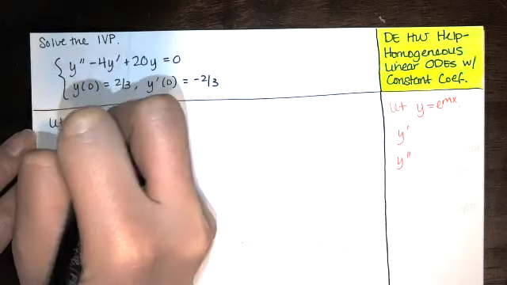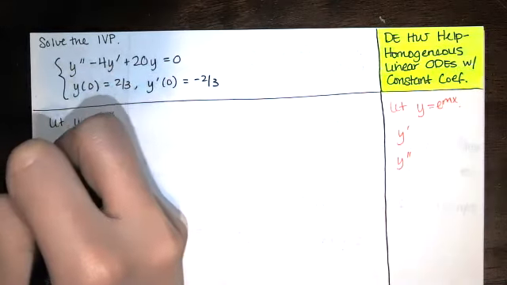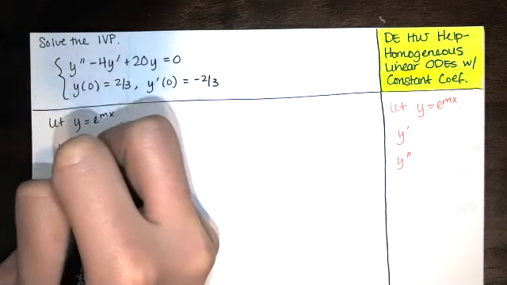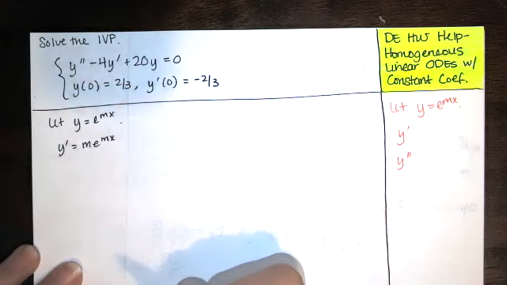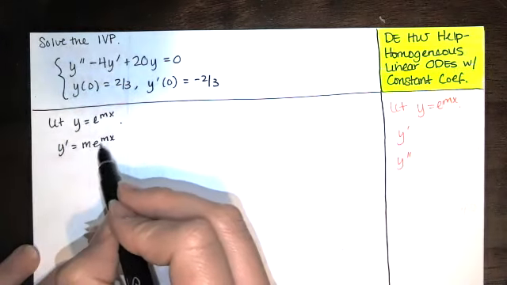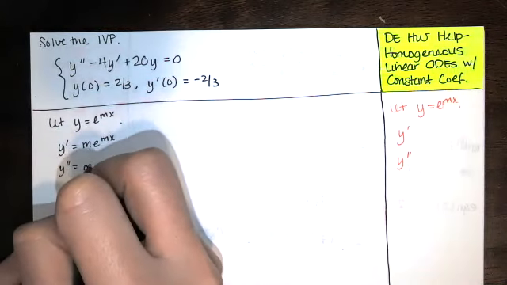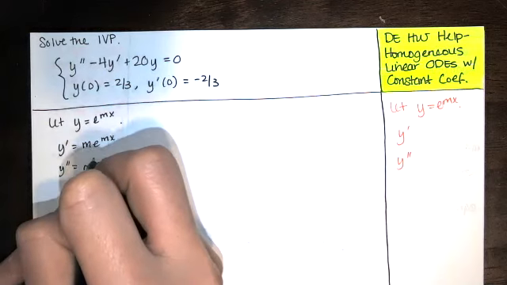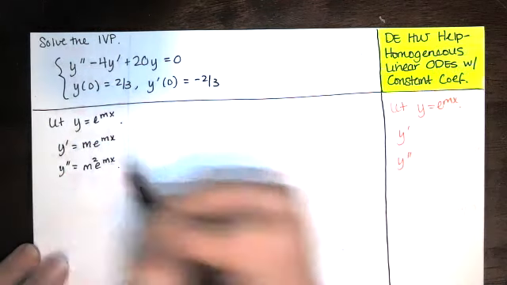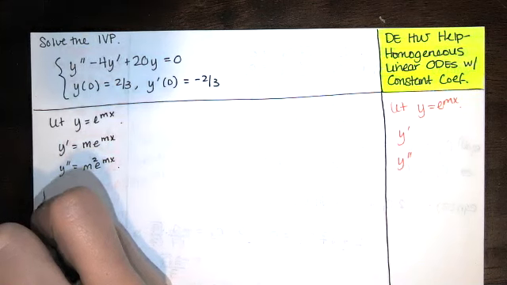We're assuming e to the mx is a solution. Derivative of e to the mx is m times e to the mx by the chain rule. Derivative of e to some power is e to that power times the derivative of the inside. And then when you take the derivative again, you just get another m out front. Then we substitute into the differential equation.